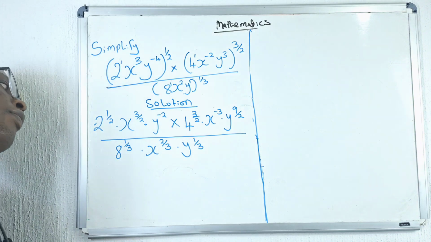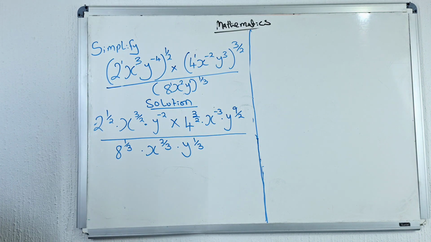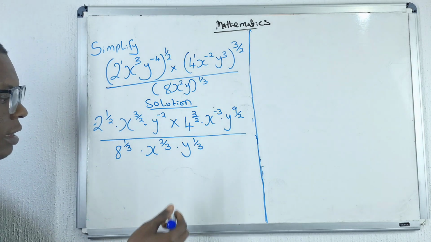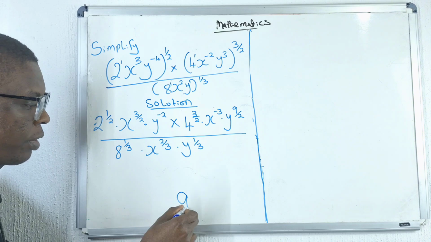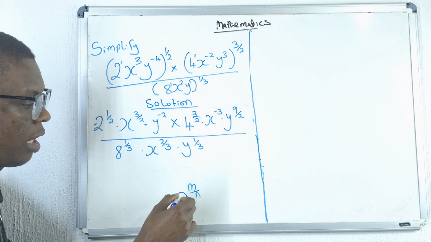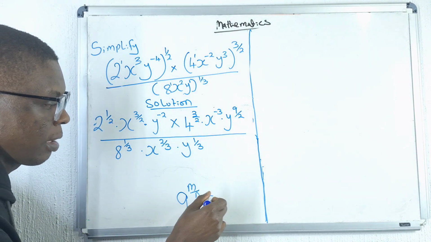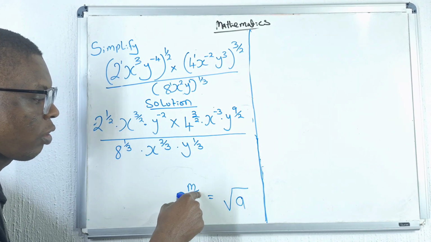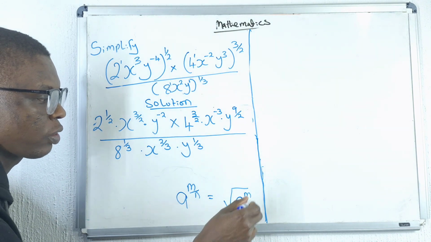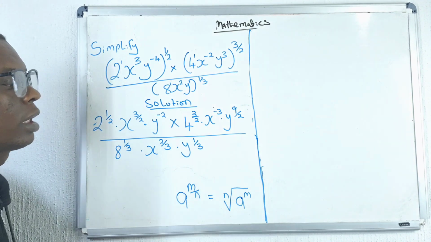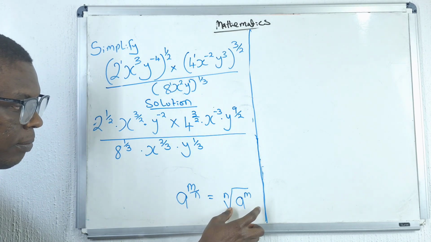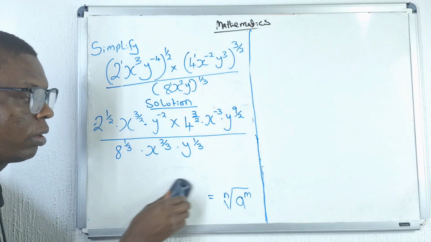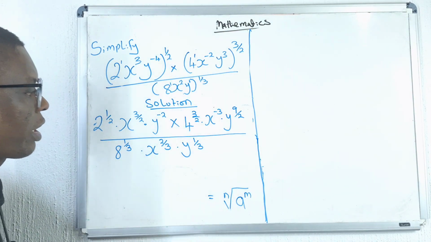Now, simplifying further, we will change this into a root or surd form. There is a law that states that a raised to power m over n, that is, when a base is raised to a fraction, can be written in the form of a root, where the numerator of the fraction is the power raised on the base, and the denominator is the index of the root. We will use this to change our constants that are in fractional form. Let's take note of it as we work, because we are simplifying further.